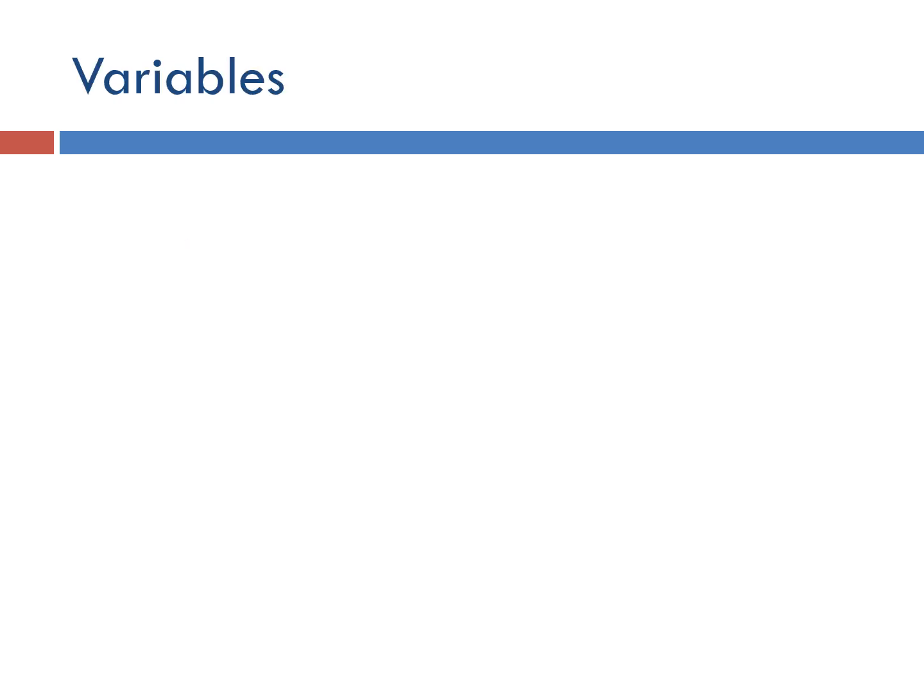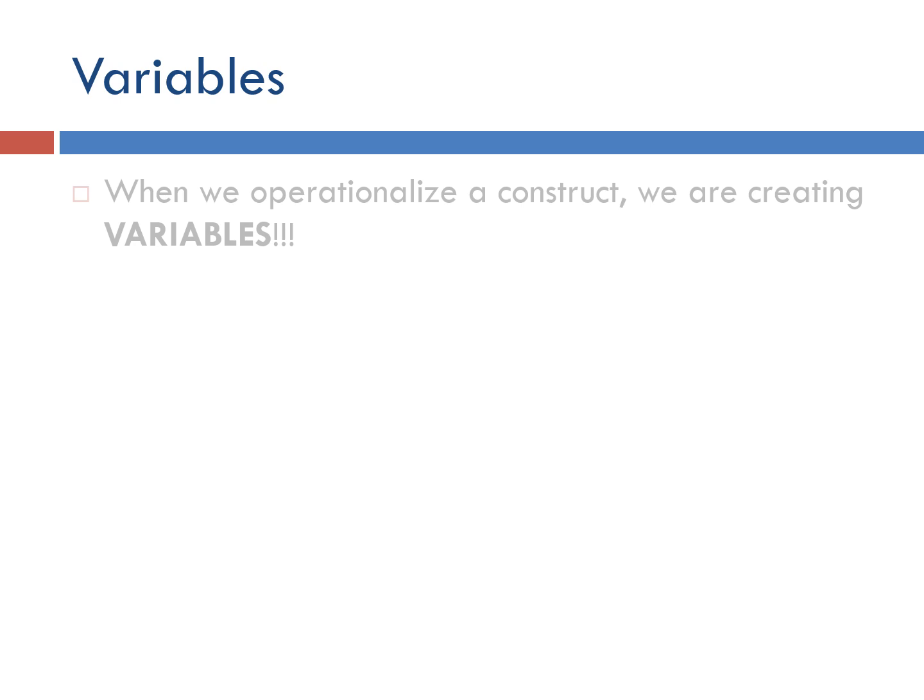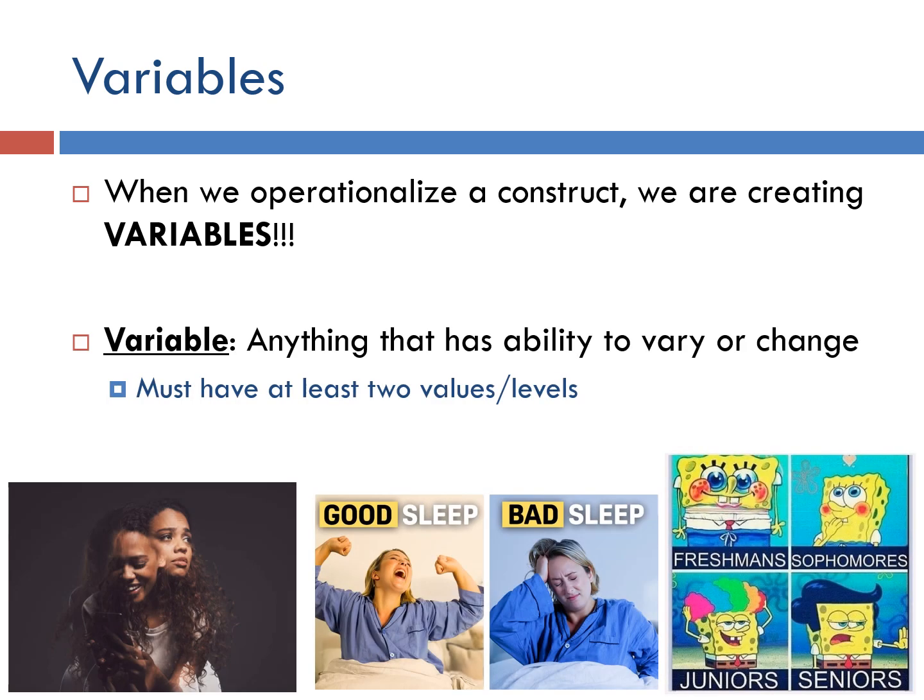Now, before I go more into how we are operationalizing and the process of evaluating the operationalized constructs and definitions, I want to introduce a term that we're going to use a lot. That's variables. When you operationalize a construct, you develop that operational definition that is creating a variable. That's all it is. A variable is anything that has the ability to vary or change.